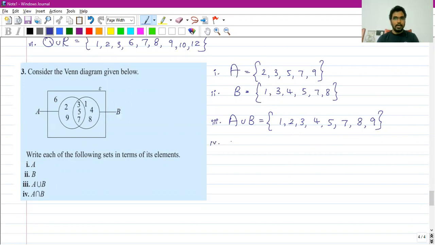Next one, fourth part, A intersection B. So we can write A intersection B is the small part. This is this shaded part, or these common elements. So we can see 3, 5, and 7. If you want, you can confirm it using these two sets. So you can do it, and I will continue the lesson.